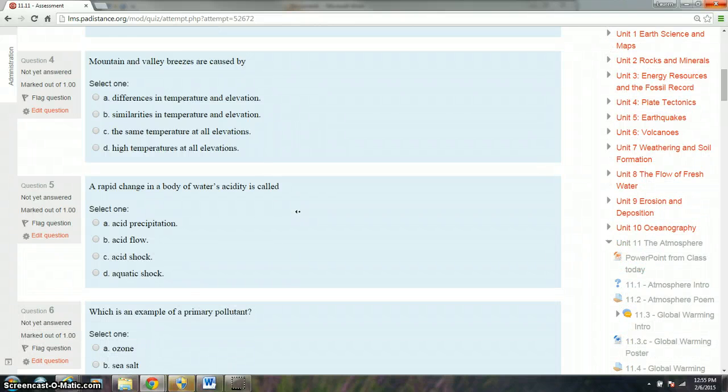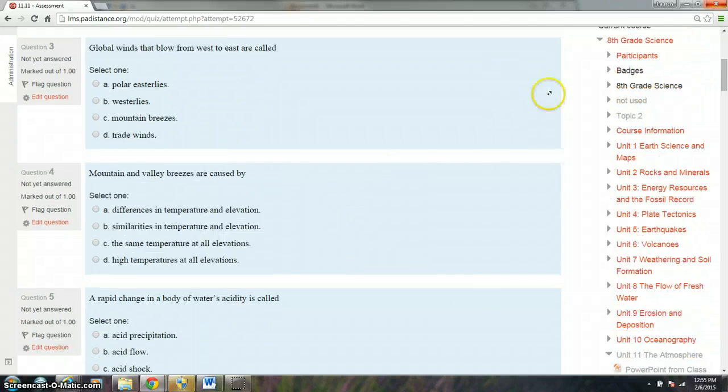Question 4. Mountain and valley breezes are caused by A. Differences in temperature and elevation. B. Similarities in temperature and elevation. C. The same temperature at all elevations. Or D. High temperature at all elevations.